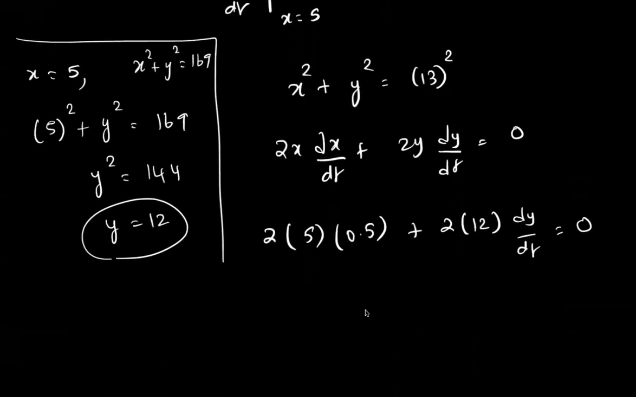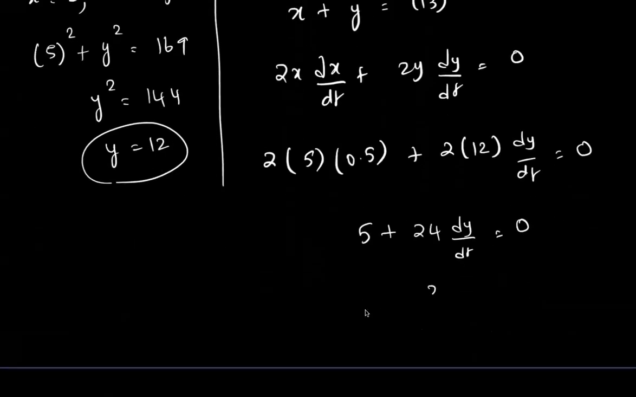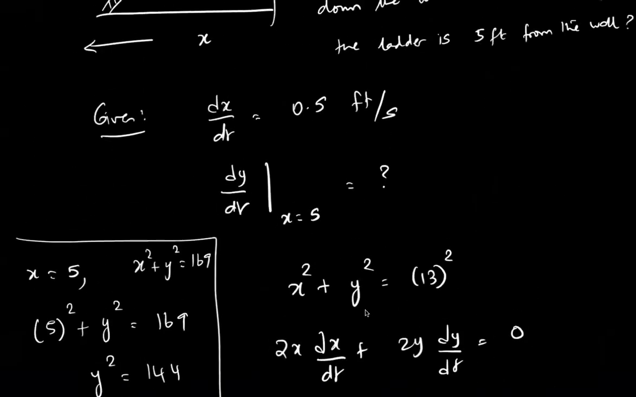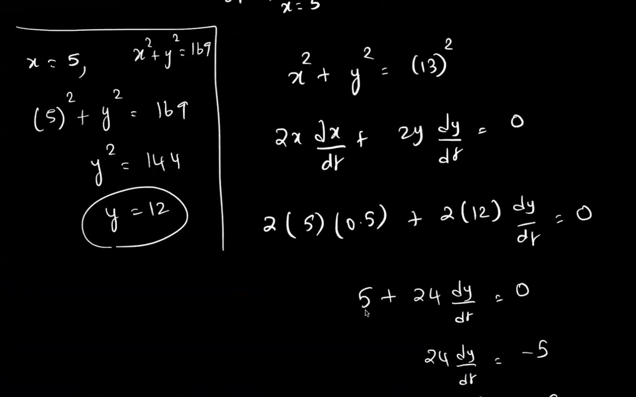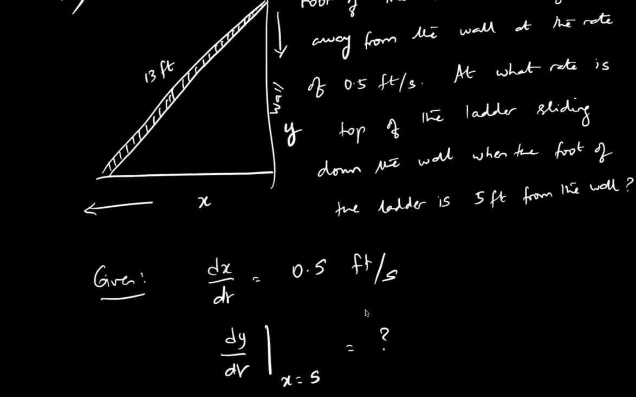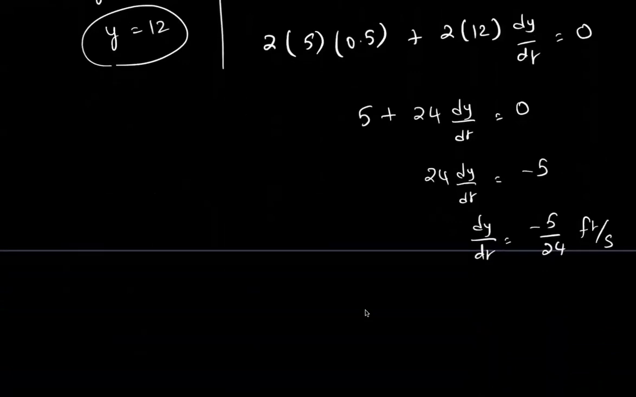So then you finish this. You have 5 plus 24 dy/dt is 0. So that means 24 dy/dt is negative 5. dy/dt is negative 5 over 24 feet per second. So as we are dragging this at half a foot per second away, this ladder is dropping at the rate of negative 5 over 24 feet per second from the top.